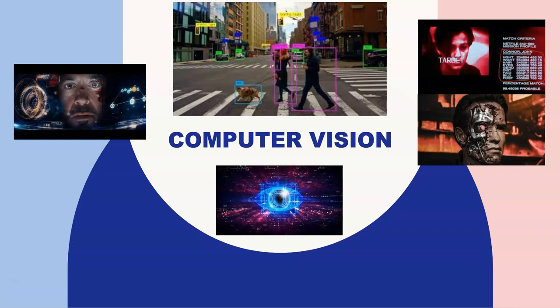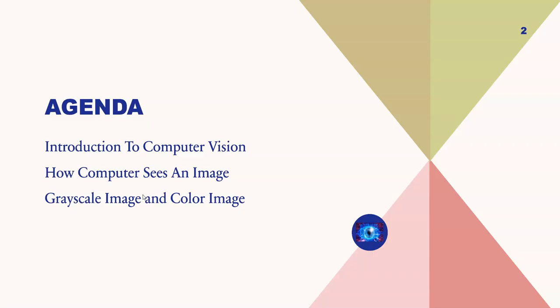But how do computers actually see an image? In this video, we'll break down the basics. What is computer vision? How does a computer interpret an image? And what's the difference between grayscale and color images? By the end of this video, you will have a solid foundation in this exciting AI field.